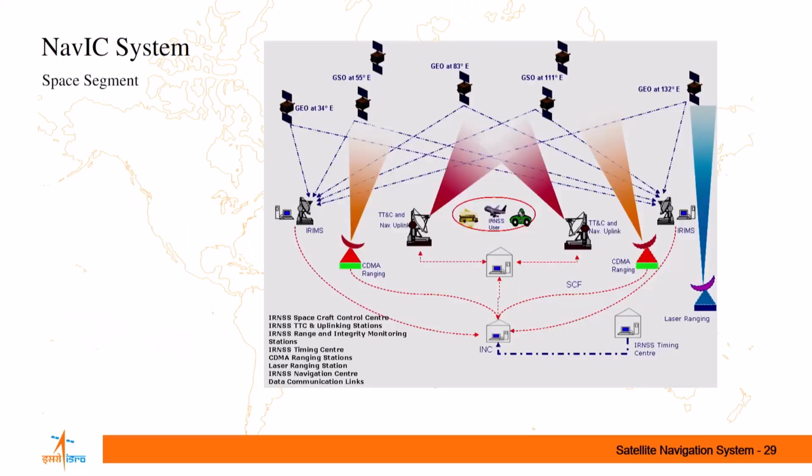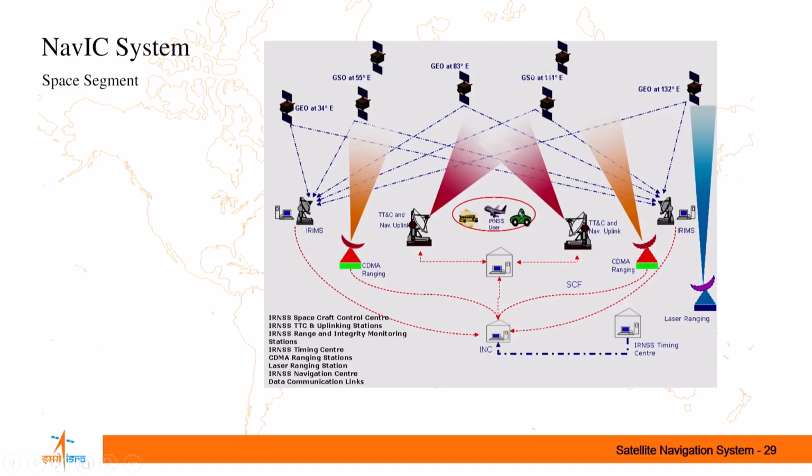So this is the image where we can pictorially understand the three segments. These are the satellites in the space segment, and these are the different reference stations on the ground: IRNSS Spacecraft Control Center, IRNSS Telemetry, Tracking and Command and Uplinking Stations. Similarly, Ranging and Integrity Monitoring Stations, Timing Center, Ranging Stations, Navigation Center, Laser Ranging Stations, and the Data Communication Link. These are spread all over the Indian region. Laser ranging we are using from abroad. The Indian laser ranging facility is also under development in Tamil Nadu.